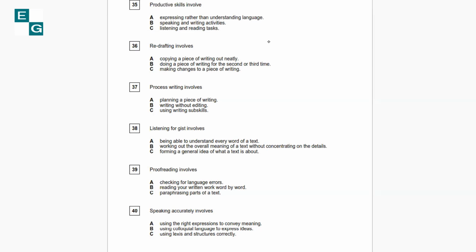So for number 35, we say expressing rather than understanding language. When you speak, that's what you do. You're expressing ideas, you're not understanding them. In speaking and writing activities, yes, speaking and writing activities is what you do when you use productive skills. When you use productive skills, you do not listen or read the tasks. So, since this is what we are being asked to do, this is our answer. Productive skills don't involve listening and reading tasks.